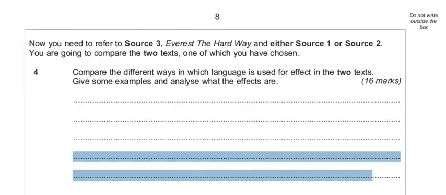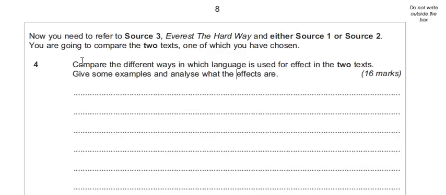We've done a lot of work on that. How does the writer use language? Compare the different ways in which language is used for effect in the two texts. Give some examples and analyse what the effects are. So it's really important to compare the ways language is used for effect. Now it might tell you, it might say the way it's used to persuade, or the way language is used to argue, or something else. In this case it's just said used for effect, so to kind of influence or affect the reader.